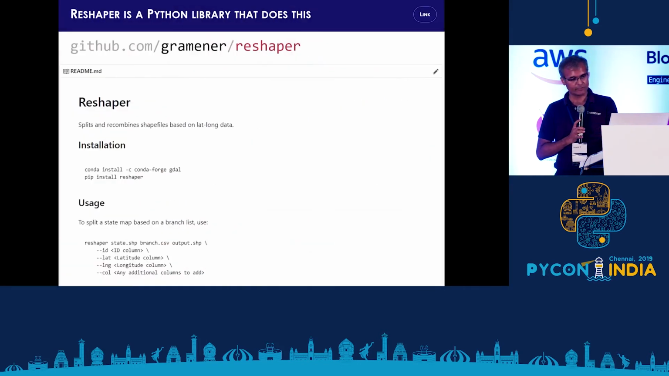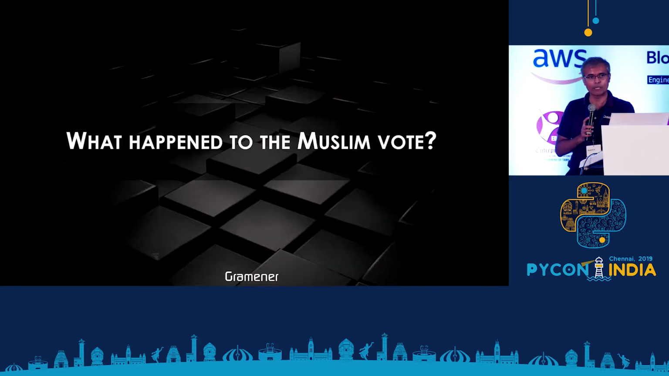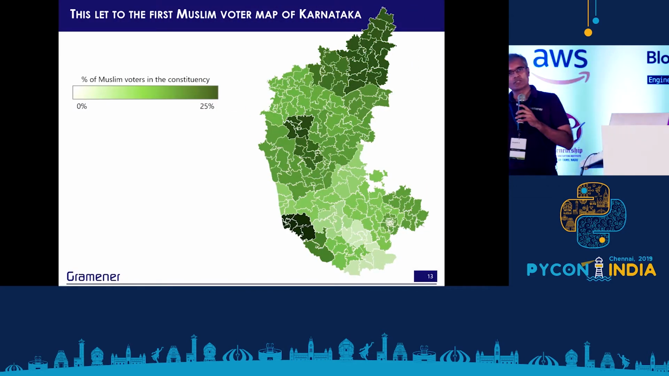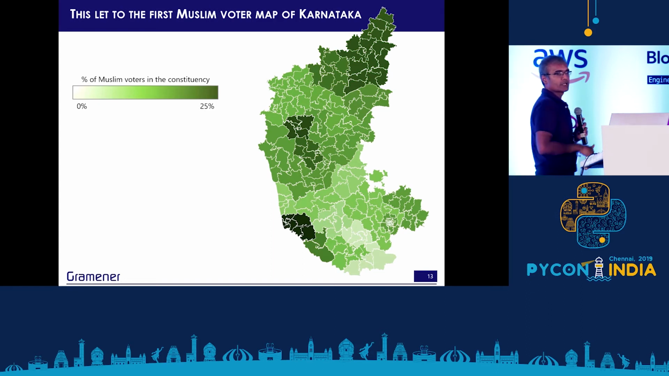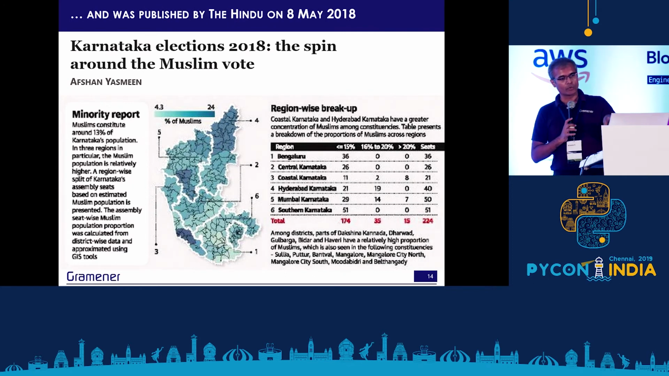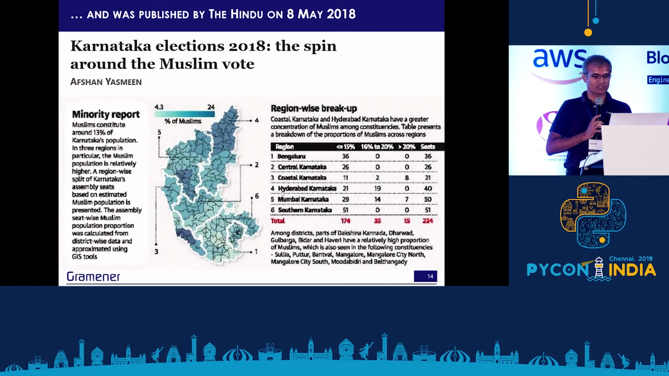So let's revert back to our story. What actually happened in the Muslim vote? Well, this is the constituency-wise Muslim voter population in Karnataka. This was used by The Hindu to publish an article around where exactly the bulk of the voters are concentrated. So there is a chunk here, there's a chunk here, there's a chunk here.